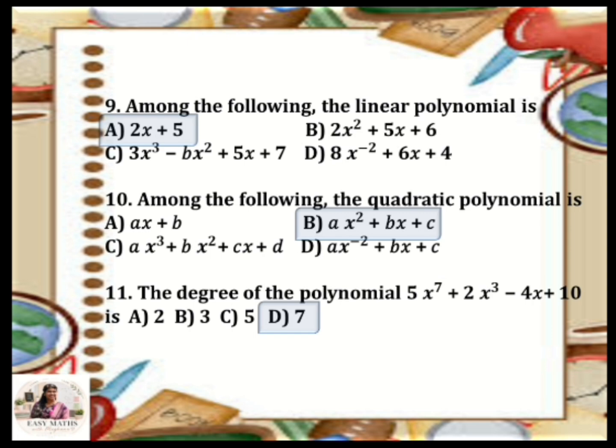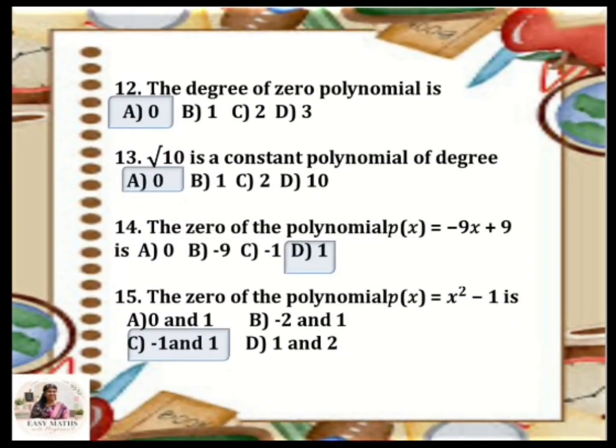So till here we discussed about how to identify the quadratic polynomial, linear polynomial and degree of the polynomial. So this is regarding these questions. Question number 12. The degree of the zero polynomial is. So if the degree is 0, then it is called as zero polynomial. So option E is the correct answer.